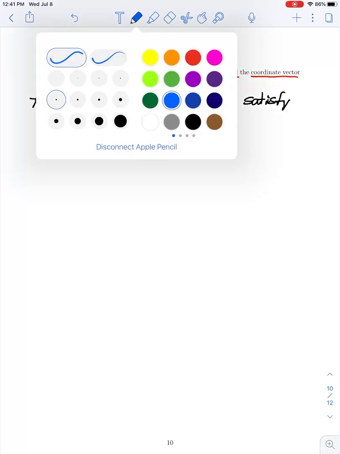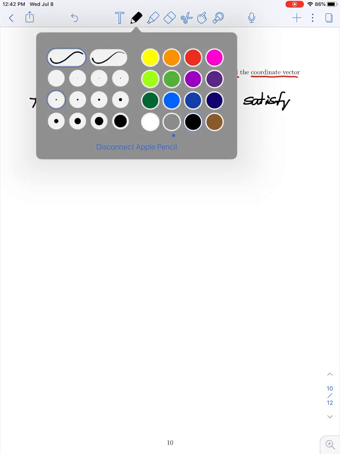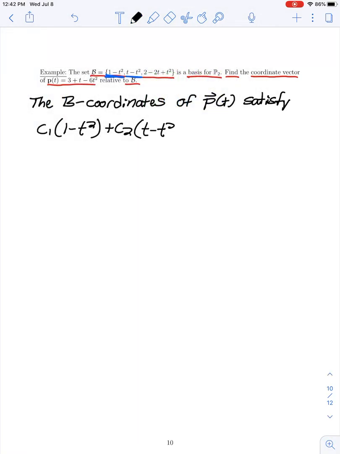basis vector, which is the polynomial 1 minus t squared, plus the second coordinate, c2, times our second basis vector, t minus t squared, plus c3 times our third basis vector, which was 2 minus 2t plus t squared. We should be getting back the polynomial p, which was 3 plus t minus 6t squared. So we need to solve this equation for those coordinates.